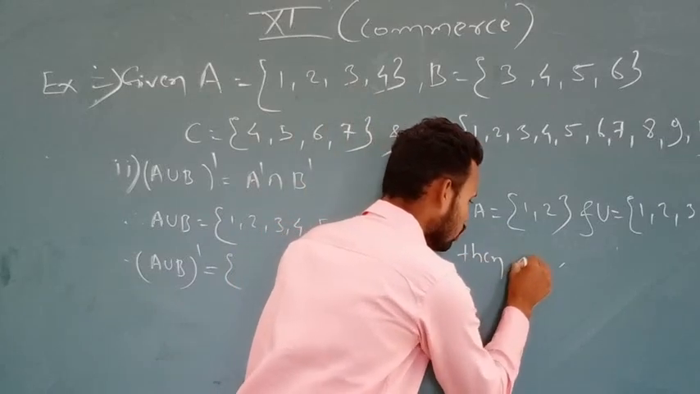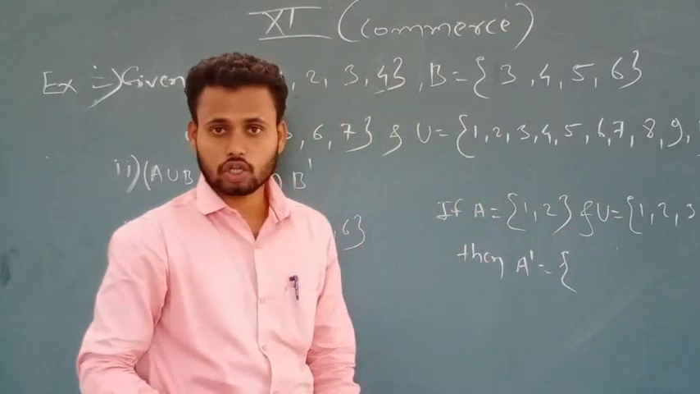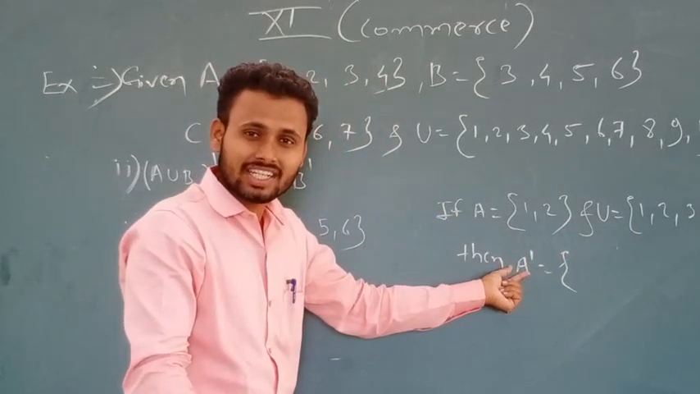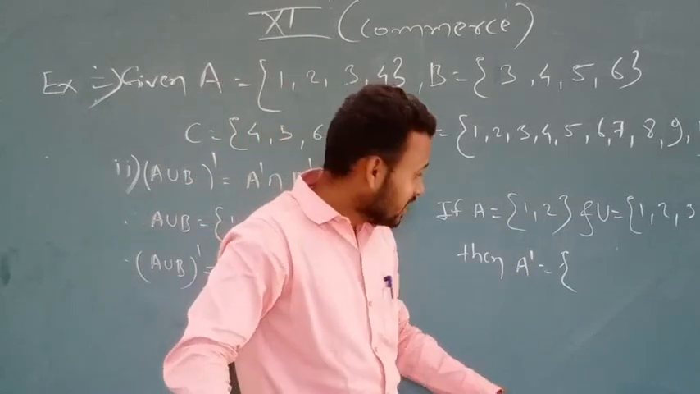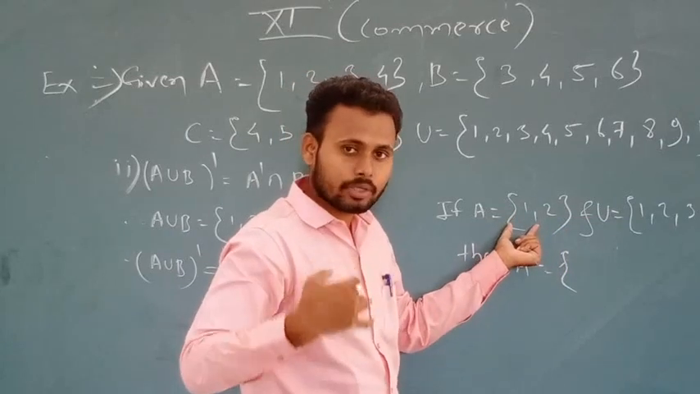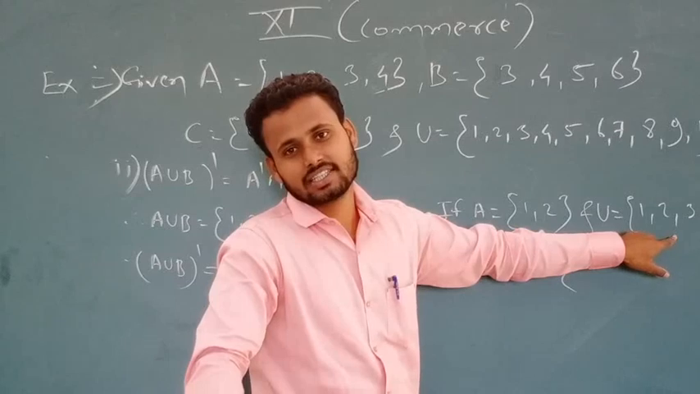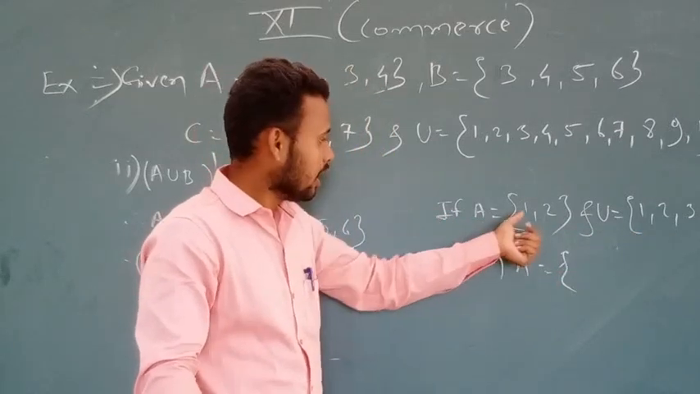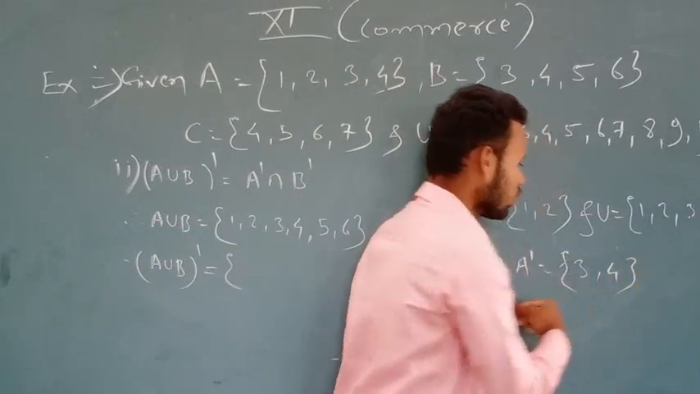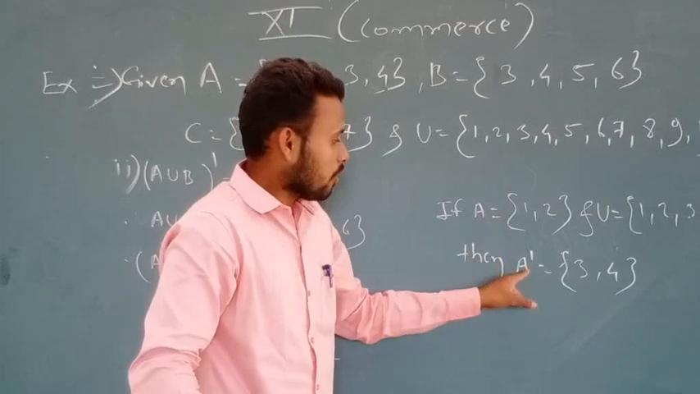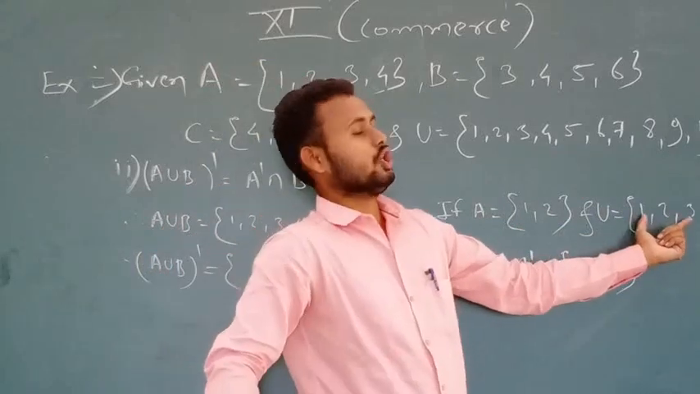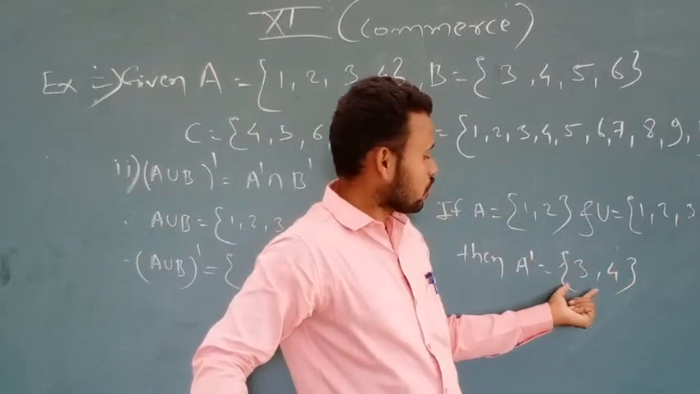Then A complement is equal to set containing elements, जर हा A असेल आणि हा universal set U असेल तर A complement मध्ये असे एलिमेंट असतात की जे U मध्ये आहेत पण A मध्ये नाहीत. सिंपल, A मधील सर्व एलिमेंट सोडून U मध्ये जेवढे एलिमेंट्स प्रेझेंट असतील ते A complement. म्हणजे 1 2 सोडून राहतात 3 4, म्हणजे A complement मध्ये 3 4 येतात. Complement of that set म्हणजे त्या सेटमधील एलिमेंट सोडून जेवढे एलिमेंट universal set U मध्ये राहतात तेच A complement.